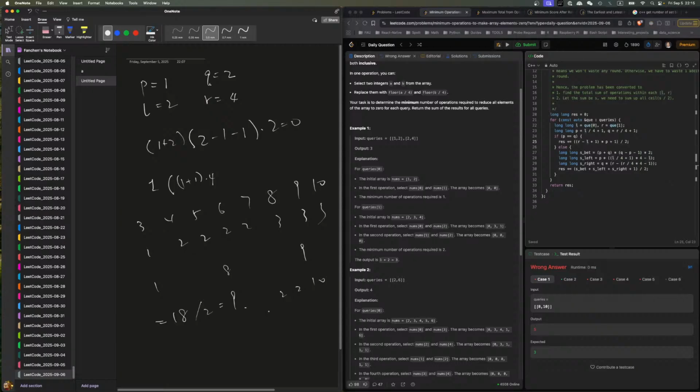Wait, hold on. How many operations are there? So if it's a 4 divided by 4 is 1. So 4 takes 2 operations, but 5 divided by 4 is 1. So 5 also takes 2 operations. 6, 7 take 2 operations. But 8 also takes 2 operations. 8 divided by 4.